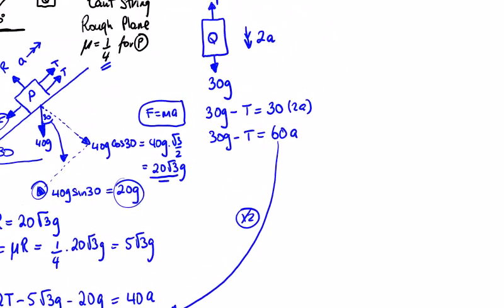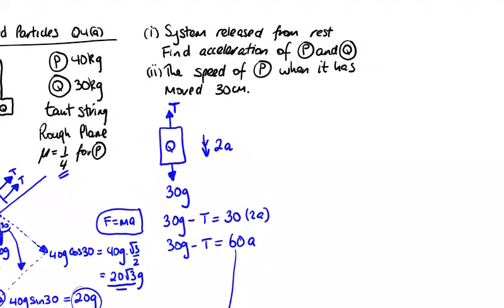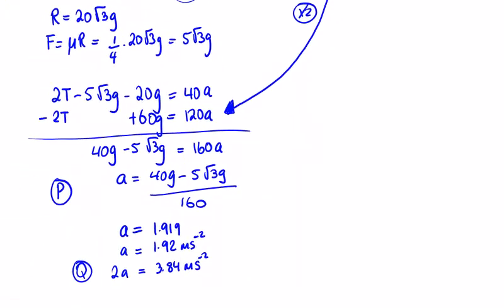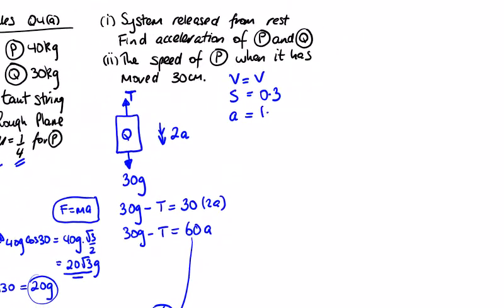Okay, the next part of this question asks us the speed of P. So we're looking for V. We can do it up here. The speed of P when it's moved 30 centimeters. V is V. S is S. Well, is S 30? You're all saying, no, it's not 30. What is it? It's 30 centimeters, which is 0.3 meters because we're doing the meters here. We have our acceleration, which was 1.92, and it was released from rest. So U is equal to 0.